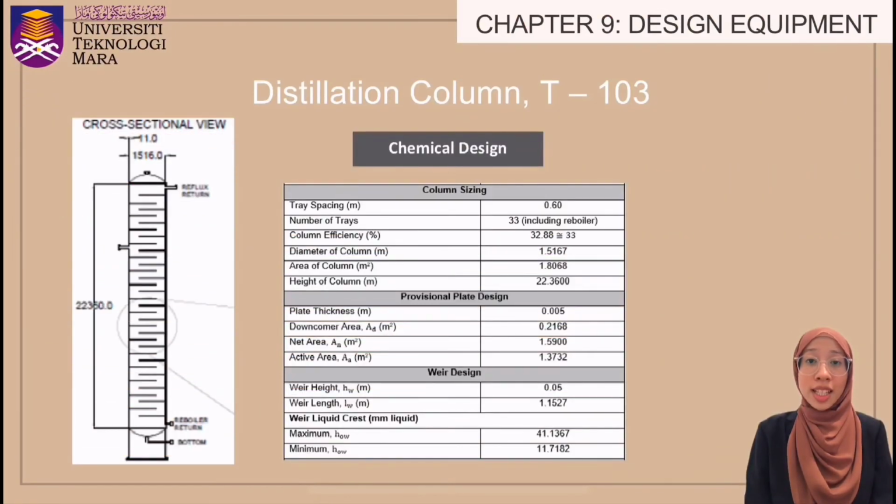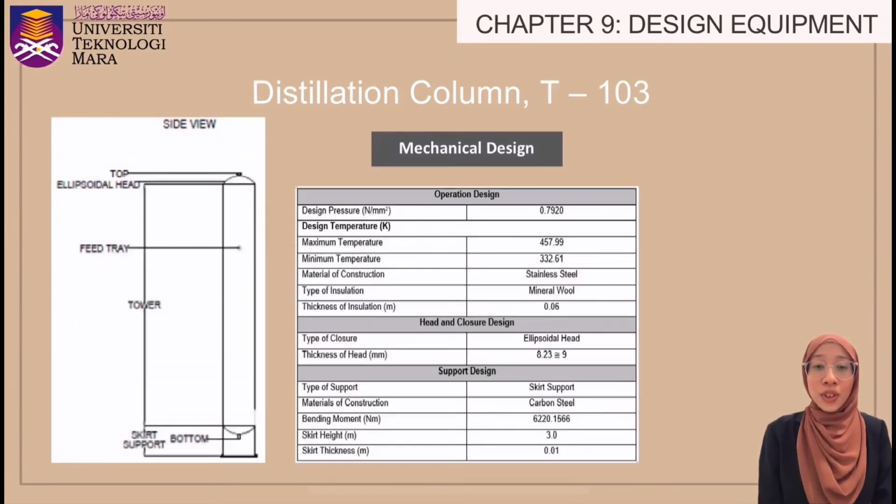After performing the design calculation for the chemical part, the diameter and height of the column are 1.567 meter and 22.36 meter with a ratio of 1 to 15. This ratio can be considered acceptable since it is still in the typical range of 1 to 3 until 1 to 20. For the mechanical design, the material of construction used is stainless steel 304 since it is highly resistant to corrosion, by considering the compatibility chart with the chemicals in process streams.